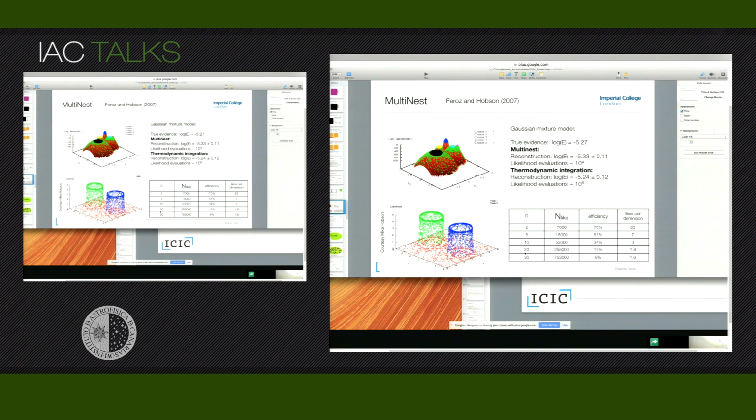Above 30 dimensions, there are technical reasons why the method becomes very inefficient and your efficiency goes through the floor. So don't try to use MultiNest for a very, very high dimensional parameter space.